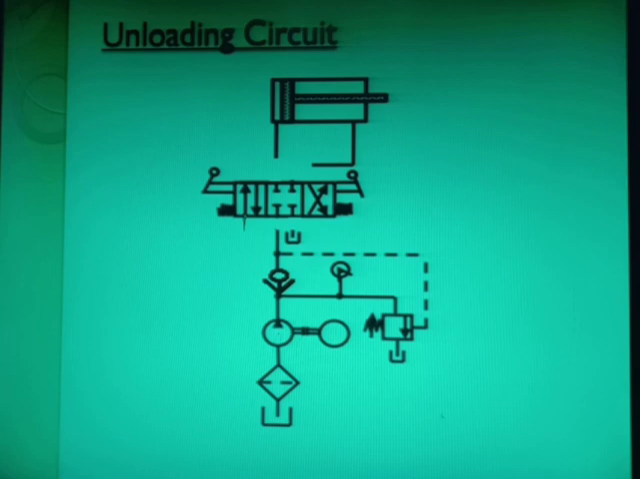So the pump is connected to this port. Here the pump is connected, right? Then this A port of the pump is connected to the A port of the actuator. Here the B port of the actuator will be connected to this port. So this is one position that will happen, and this will be connected to the reservoir. So it will come to the reservoir, right?